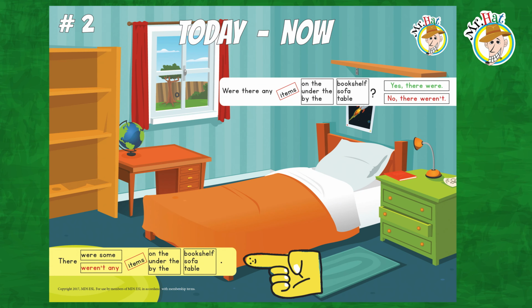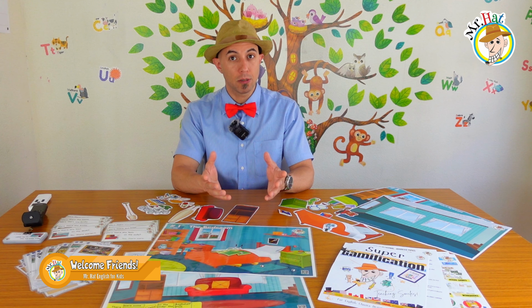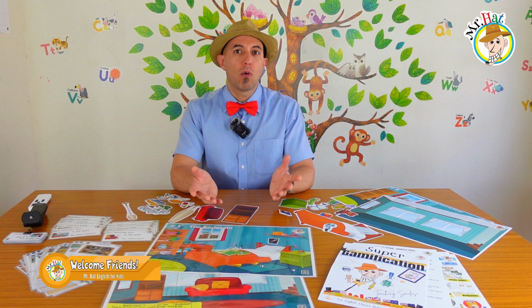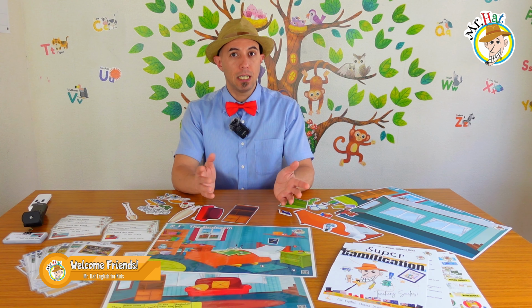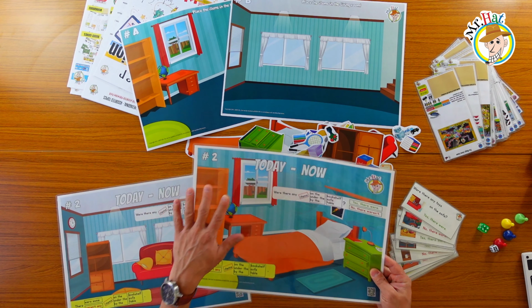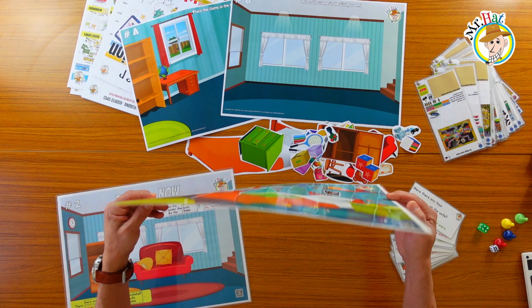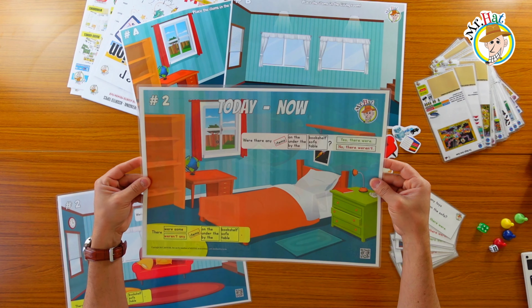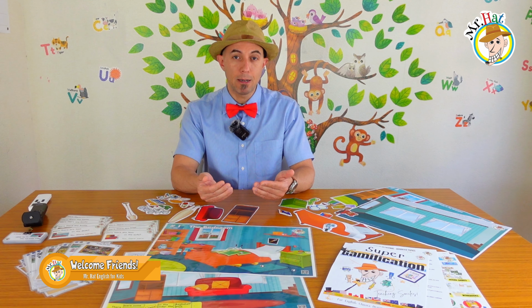Positive: there were some magazines on the bed. And negative, for example: there weren't any books on the desk. Questions: were there any boxes on the shelf? So students take turns forming sentences or asking each other questions like, were there any books on the shelf? Classmates respond, yes, there were, or no, there weren't. You can give students points for each correct sentence here to keep them motivated and engaged.